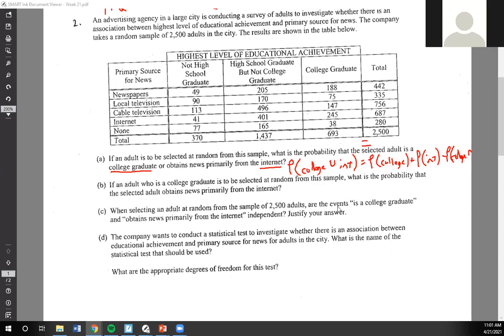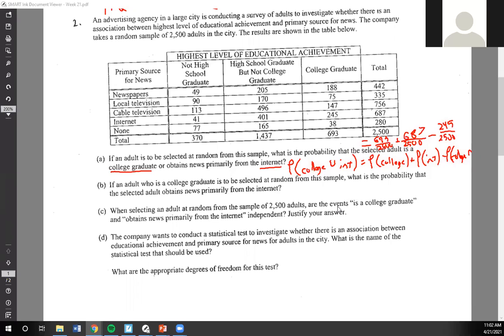So that equals, I'm moving up here now, let's see, probability of college is 693 out of 2,500, plus probability of internet is 687 out of 2,500. And then remember, we subtract the probability of both because we don't want to double count the people who are college graduates and get their news from the internet. So that is minus 245 out of 2,500. Okay, and that equals a number. I don't feel like doing the addition and subtraction right now.